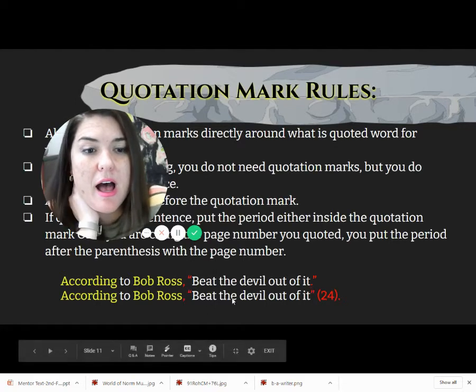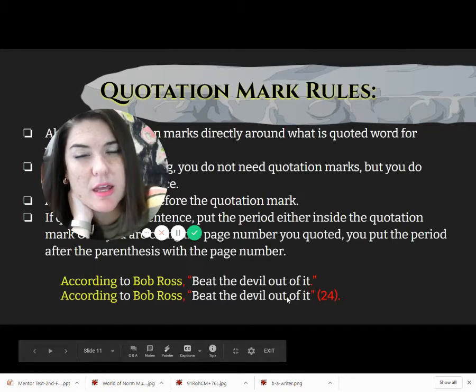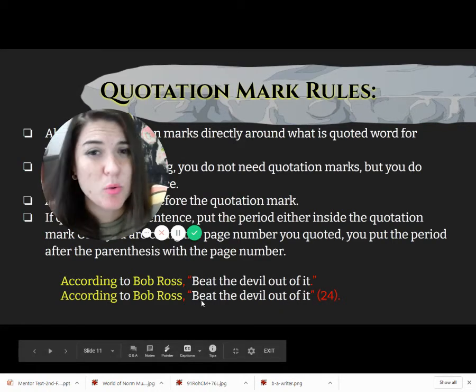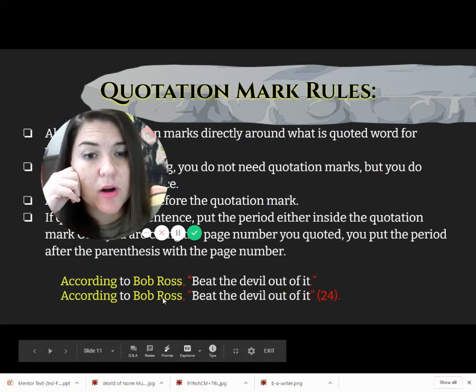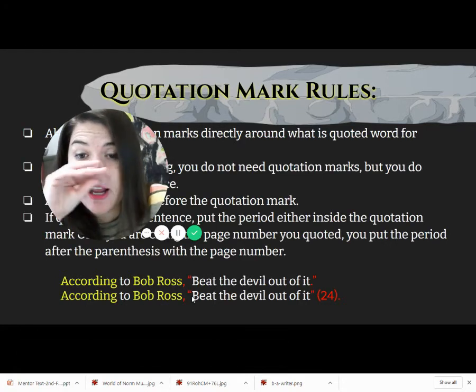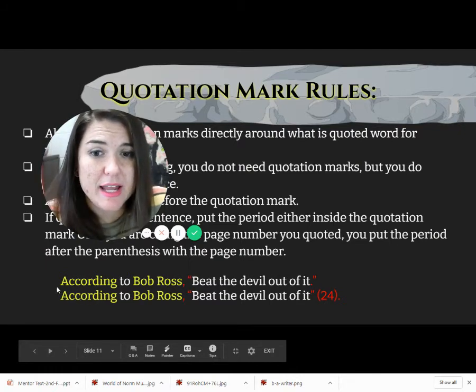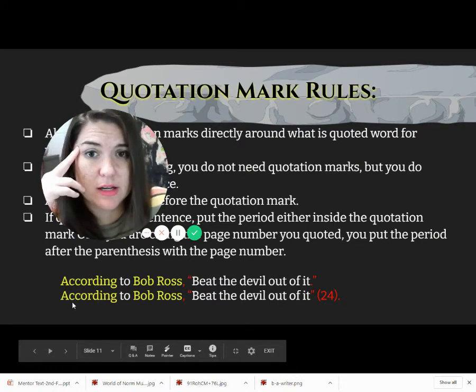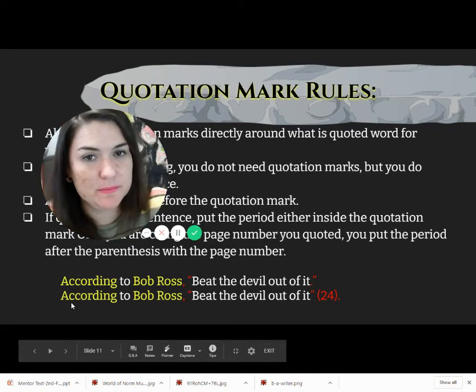For the most part, things that you're going to cite in middle school are going to be from some sort of research. That's what we'll mainly be practicing to make sure you get that skill down before high school. According to Bob Ross, "beat the devil out of it" came from page 24, put the parentheses around it, and then a period. It's really important that you remember that you've got to capitalize certain things, and don't do that common mistake of putting quotation marks all the way around the sentence. Only put quotation marks on the words that were actually quoted.